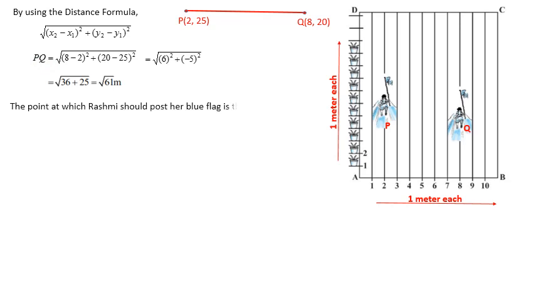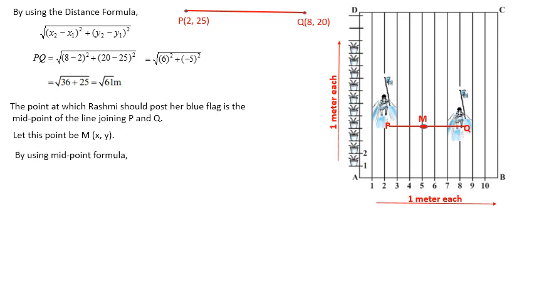Then the next question is where Rashmi should post the flag. The condition is that she should post her flag exactly at the midpoint of the line joining P and Q. That means we have to find the midpoint of P and Q. From the diagram we can label the midpoint as M. Let us assume this point as M(x, y). We have to use the midpoint formula. Midpoint formula is (x1 plus x2) by 2, (y1 plus y2) by 2. These are the coordinates of the midpoint.